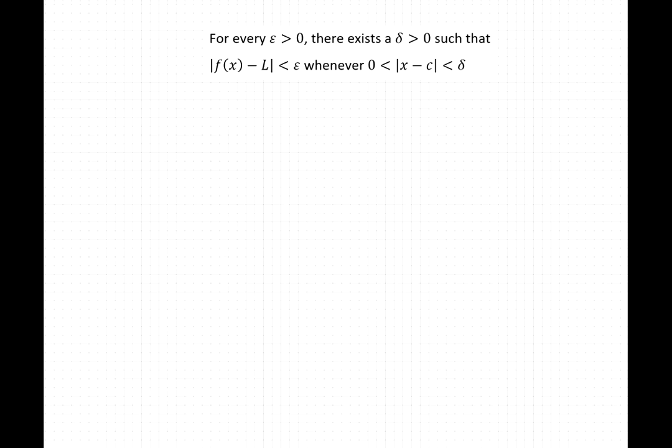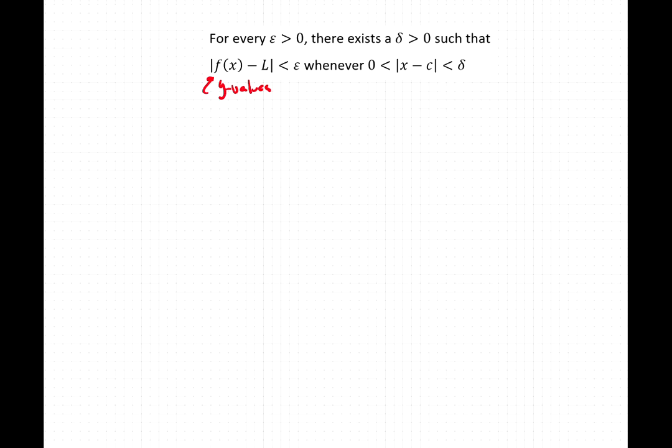the distance between the y values and the limit value. So that's what's going on here. These are the y values of the function. That's the f of x, and L is the limit value. Is less than epsilon. So this is the absolute value function, also called the distance function. So epsilon has to do with the y values. Epsilon is in the y direction. Whenever the distance between an x value and c is less than delta.